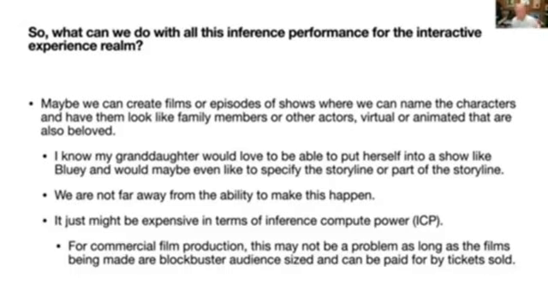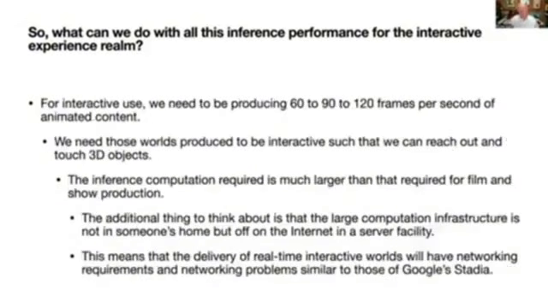For commercial film production, this may not be a problem as long as the films being made are blockbuster audience size and can be paid for by tickets sold. For interactive use, we need to be producing 60 to 90 to 120 frames per second of animated content. We need those worlds produced to be interactive, such that we can reach out and touch 3D objects. The inference computation required is much larger than that required for film and show production.